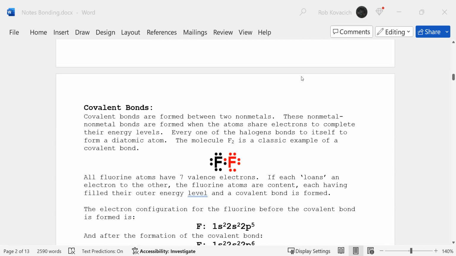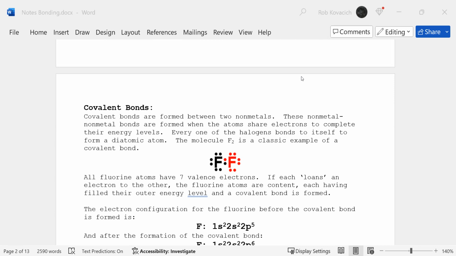Okay, so let's talk about covalent bonds. In the ionic bond, I've got a transfer of electrons, and in covalent bonds, I have a sharing of electrons. The sharing is because the atoms themselves are not satisfied with their electron configurations, but they're also not powerful enough to take the electrons away from whatever it is they're making a bond with.